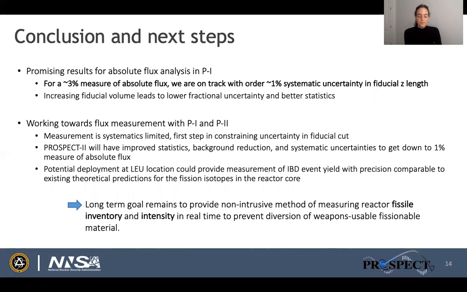And we can also remember that Prospect 1 wasn't specifically designed to pursue an absolute flux measurement, so this is just an added bonus. And in general, this analysis works towards the long-term goal of providing a non-intrusive method of monitoring reactor fissile inventory and intensity in real time to prevent diversion of weapons usable fissionable material, which is directly in line with the NNSA's mission of preventing the spread of nuclear weapons and reducing the threat of nuclear terrorism around the world.